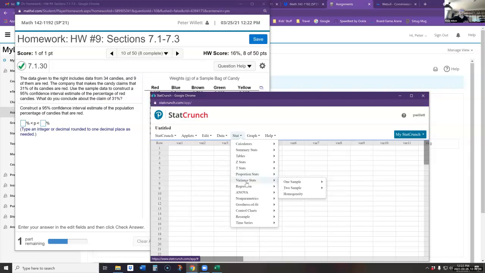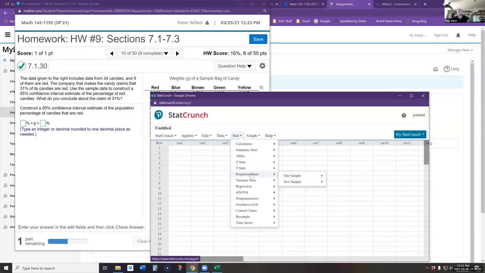Variance stats, because variance is the square of standard deviation, that's what we'll use when we're doing a standard deviation problem. Proportion stats is what we will use for this problem because we use that for proportion problems. But while I'm illustrating these, z-stats and t-stats, those will both be used when we're doing mean value problems, which is in 7.2, and we'll distinguish between those two when we're looking at the next section. So proportion stats is the one I want for this problem.